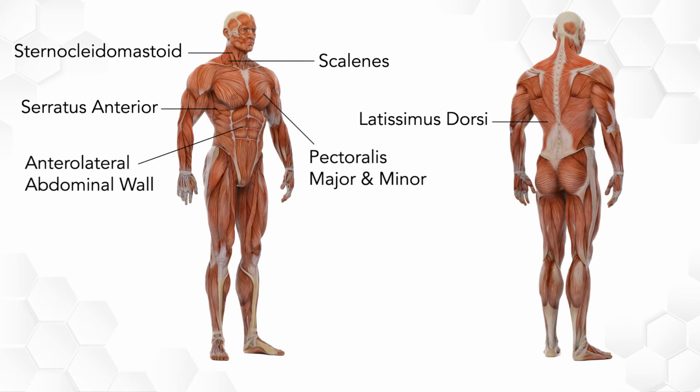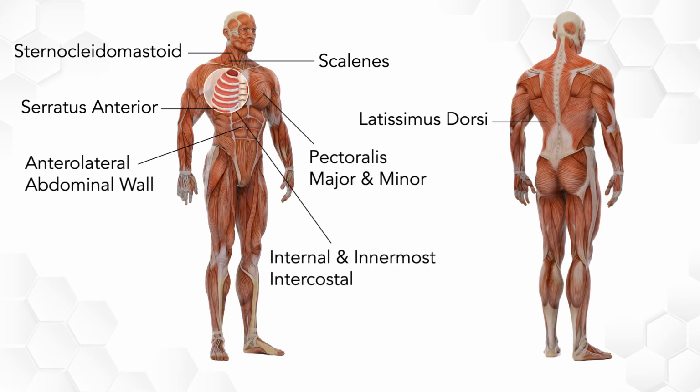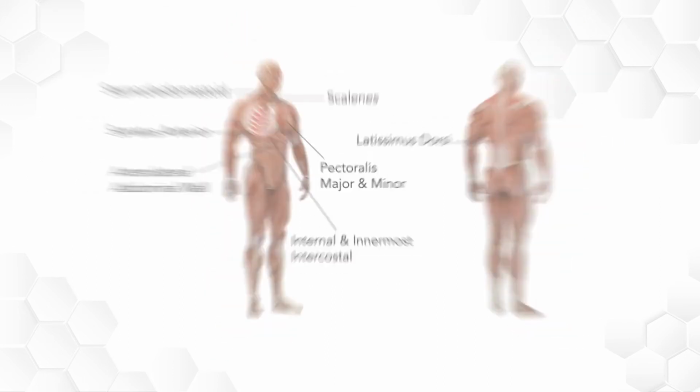The anterolateral abdominal wall helps increase intra-abdominal pressure during expiration by pushing the diaphragm further upwards in the thoracic cavity. Finally, the internal and innermost intercostals help depress the ribs during expiration. All of these muscles are generally only used by the respiratory system when we have to involve an active mode of breathing that most commonly occurs during exercise when we have to breathe rapidly.